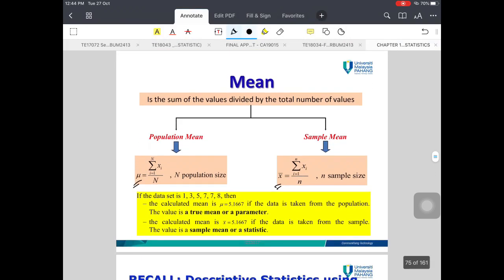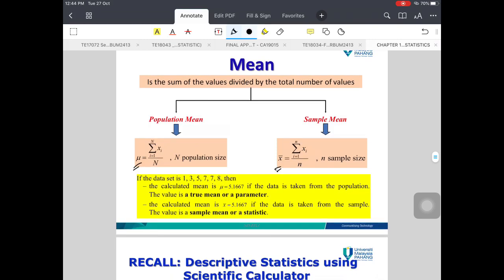Okay, we go to mean. Mean is the sum of the values divided by the total number of values. If your data is taken from the population, you are going to calculate the population mean. You are going to use this formula with the correct notation, which is mu. And if your data is taken from a sample, you are going to use this kind of formula.